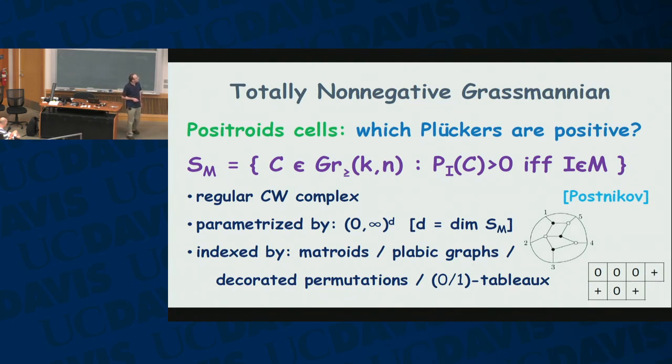this decomposition into positroid cells gives the Grassmannian a structure of a cell complex, and each one of these cells can be parameterized similarly, and it has some dimension d, which is called the dimension of this positroid cell. There's also a lot of combinatorics I'm not going to say much about, but you can index this collection of positroid cells by matroids, by planar bicolored graphs, by decorated permutations, by binary valued tableaus, and even more.